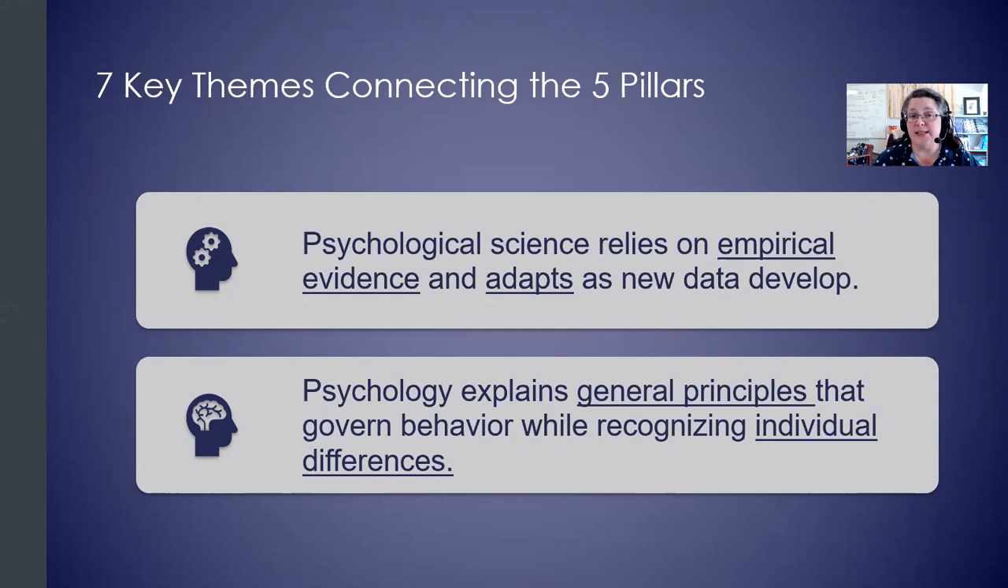The first is that psychological science relies on empirical evidence and adapts as new data develops. So in class, we talked about why psychology counts as a science, even if it's a different type of science than things like geology or chemistry. And that's because of this empirical evidence. Remember, this is evidence that is collected using our senses or tools, and that's what we use to make conclusions. So we're not just making stuff up. We're actually collecting and analyzing data.